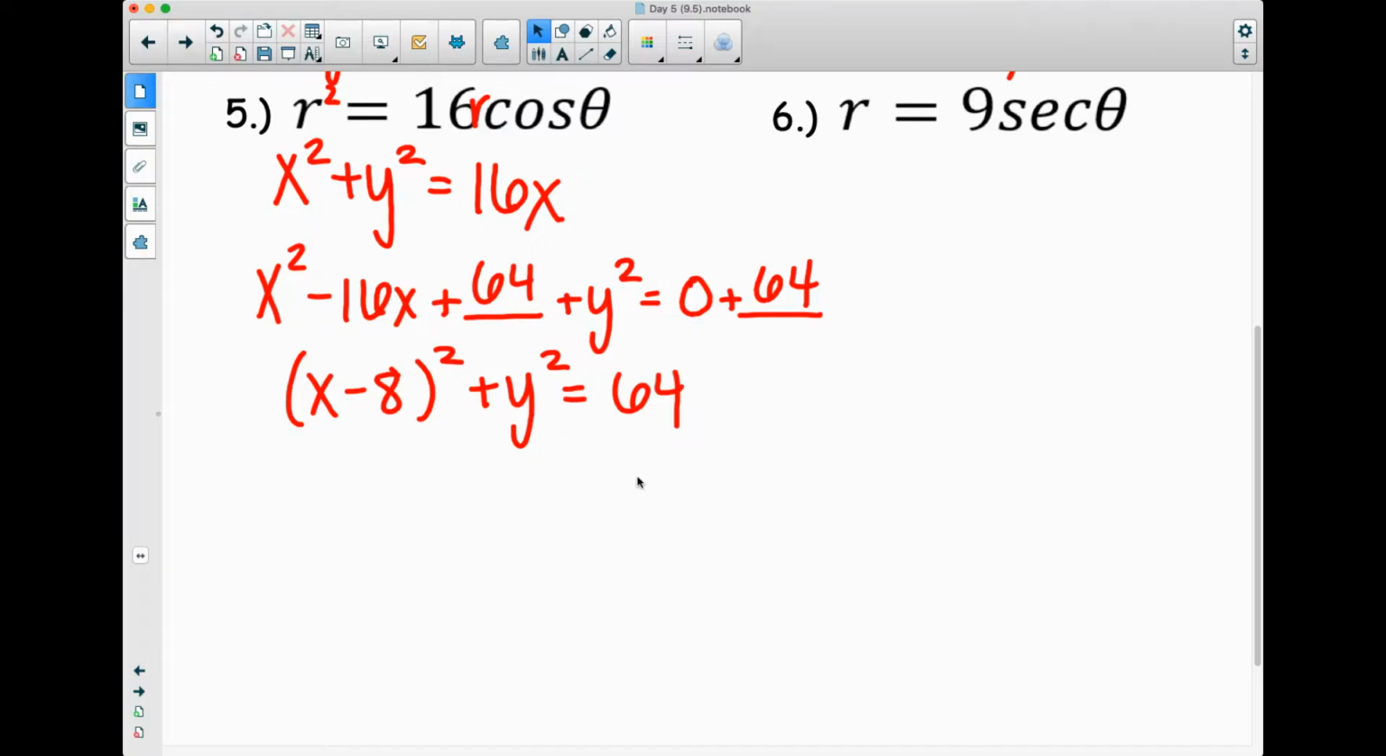And number 6, if we change secant to 1 over cosine, multiply by cosine on both sides. Our r cosine theta is the same thing as x. So hopefully seeing all the different types of problems gives you a hint that if I see this, I need to try this. Any questions?